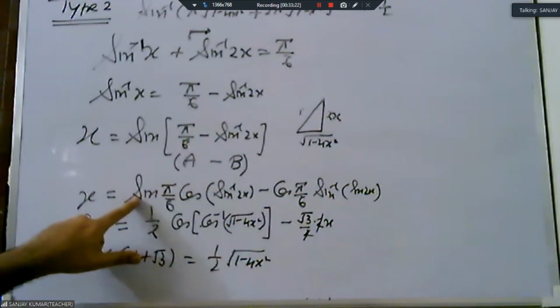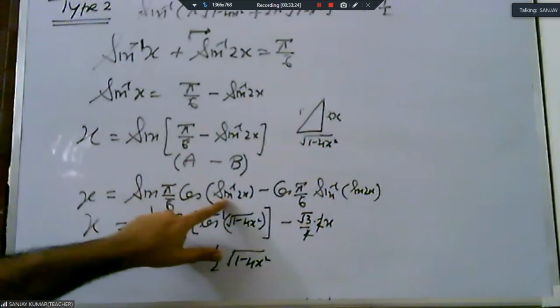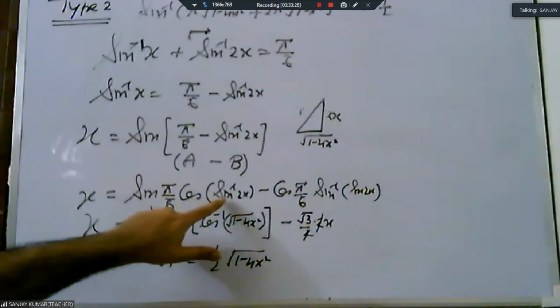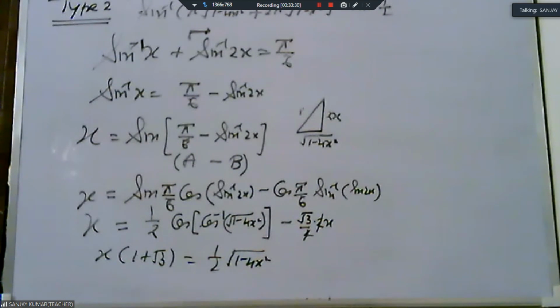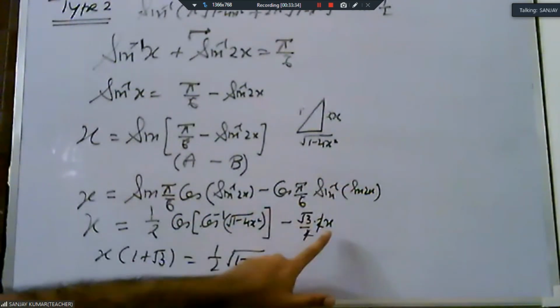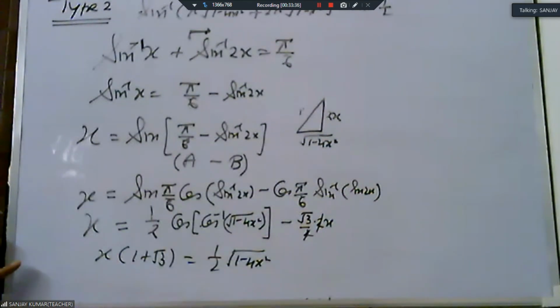Now this sin pi by 6, we have the values, but the sin inverse is the cos. Then again we change this cos inverse by the help of a triangle into cos inverse. We are changing this value. Now this cos is cancelled with this cos, this sin is cancelled with the sin. We put x on that right side. Then by the help of squaring, we get the values of x. Now we will bring this to one side and then we solve for x.